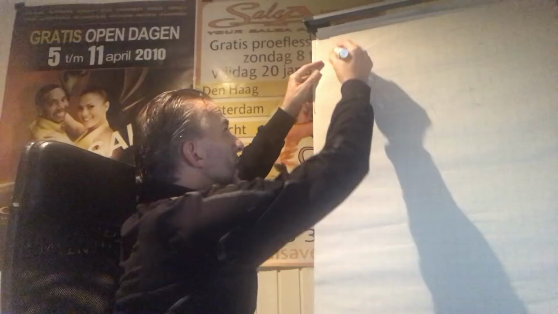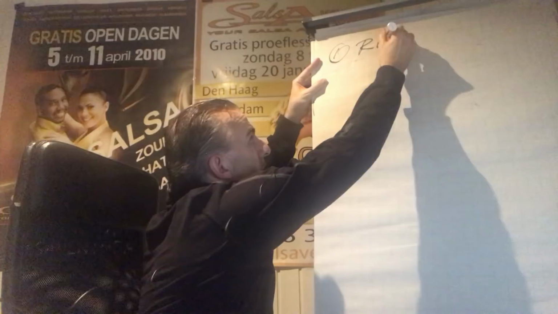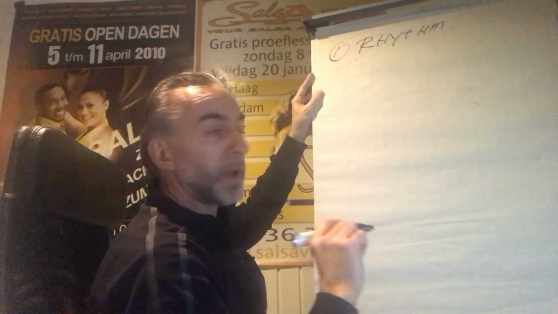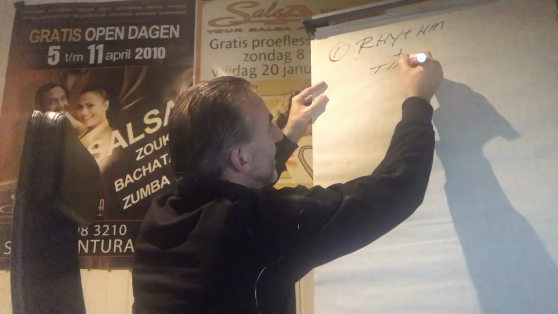At Salsaventura, we have built it up in five different steps, or five different building blocks. The first building block, let me write it down for you on my whiteboard, is what we call foundation number one. So let's say we have five foundations, and step number one is what we call rhythm and timing. So that is step number one.